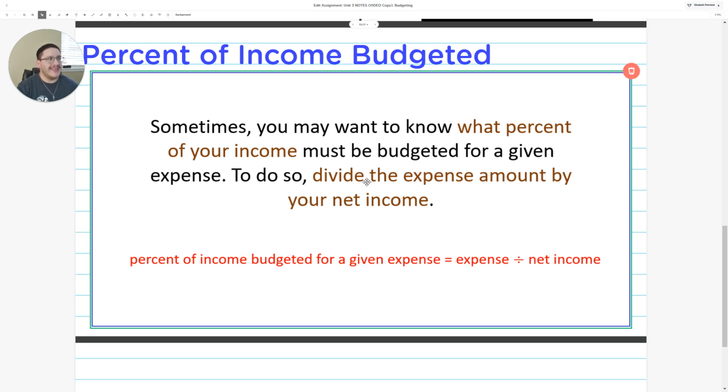To do so, divide your expense amount by your net income. So to get the percent of income budgeted for a given expense, we're going to take that expense divided by the net income. And what is net income? Net income is what you make for your pay after taxes have been taken out.